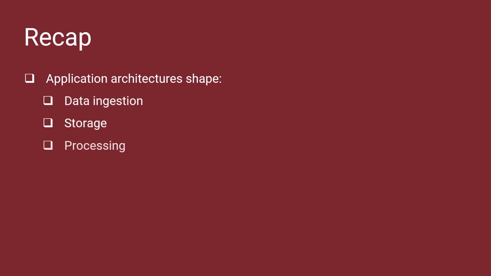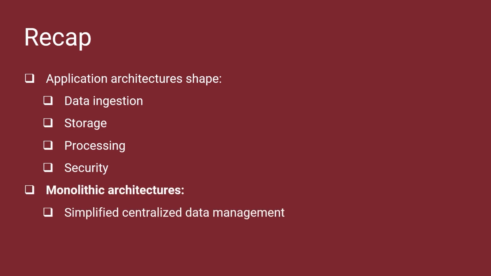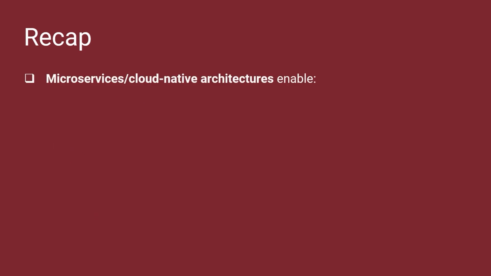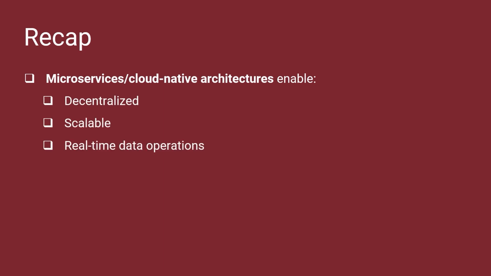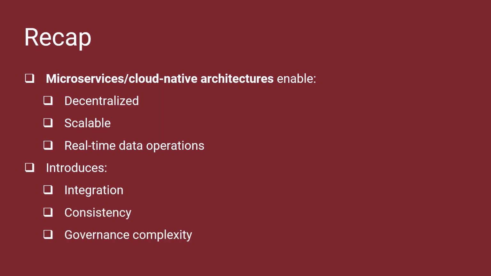In this video, you learned that application architectures significantly influence data operations, shaping how data is ingested, stored, processed, and secured. Monolithic architectures simplify centralized data management, but struggle with scalability and real-time needs. Microservices and cloud-native architectures enable decentralized, scalable, and real-time data operations, but introduce integration, consistency, and governance complexity.